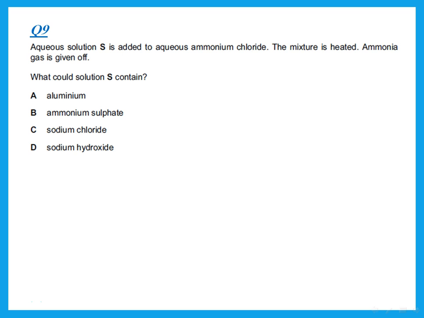The next question says aqueous solution S is added to aqueous ammonium. So he's adding something to something that has ammonium. The mixture is heated. Ammonia gas is given off. What is it that we add to ammonium to give ammonia gas? This is the test for ammonium. We add a base like sodium hydroxide to an ammonium salt. It gives ammonia gas.